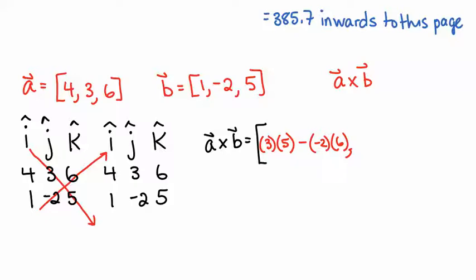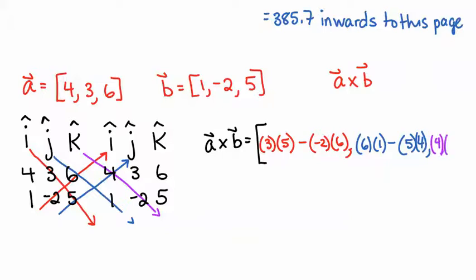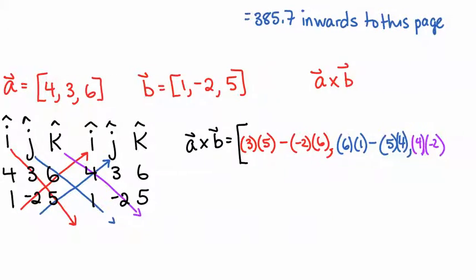Then we move on to our y, which is j. So 6 times 1, minus, then we get another line going, so 5 times 4. And then we go with k. So 4 times negative 2, minus the last two, 1 times 3.